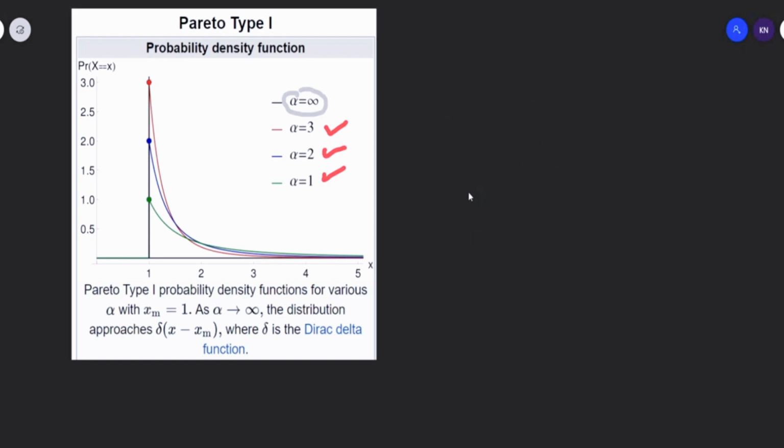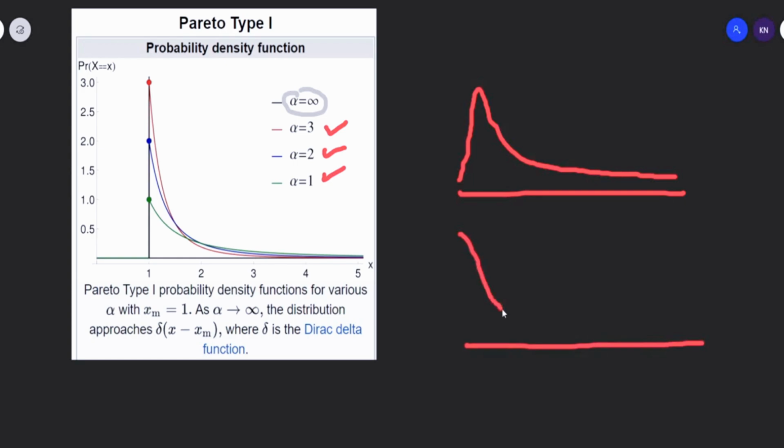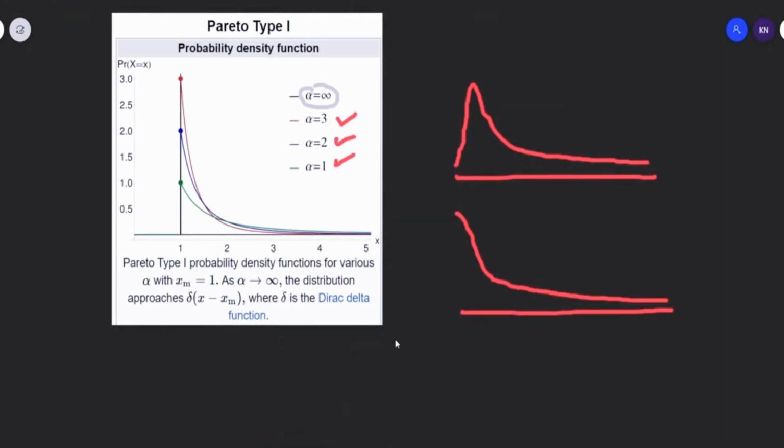Understand, guys, there is a very small difference between the Pareto and log normal distributions. A log normal distribution usually starts like this, whereas a Pareto distribution usually starts like this. This is the key difference between them. Here, this is my log normal and this is my Pareto distribution. And remember, this height is derived from the alpha parameter.